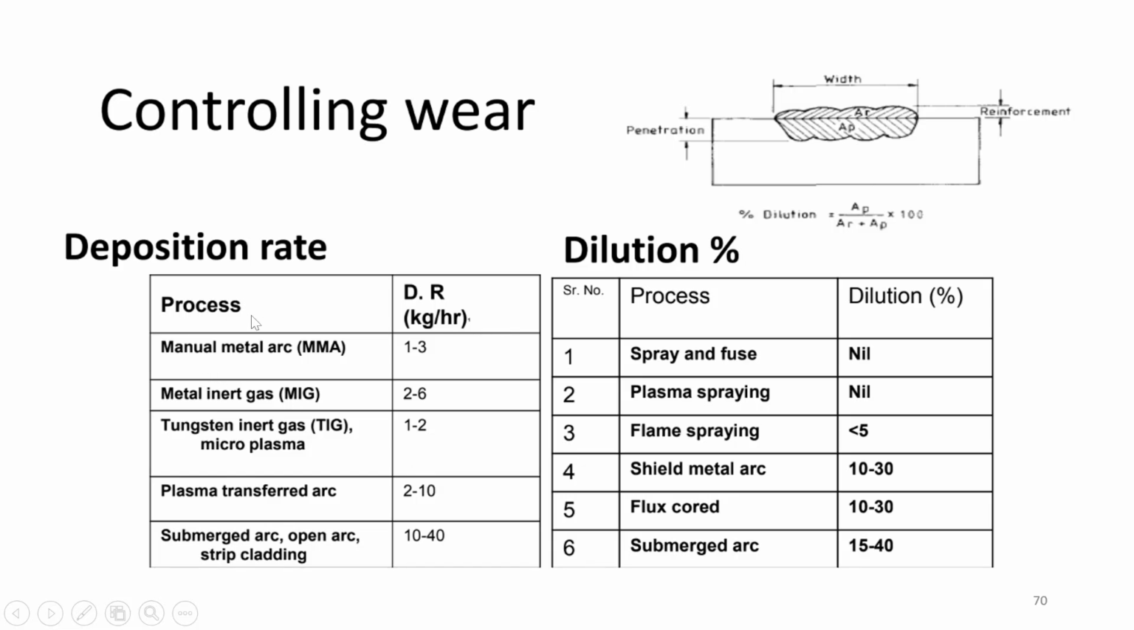In case of manual metal arc, the deposition rate is 1 to 3 kg per hour. In case of MIG, it is 2 to 6 kg per hour. In TIG, it is 1 to 2. In plasma transferred arc, it is 2 to 10. In submerged arc, open arc or strip cladding, it is 10 to 40.